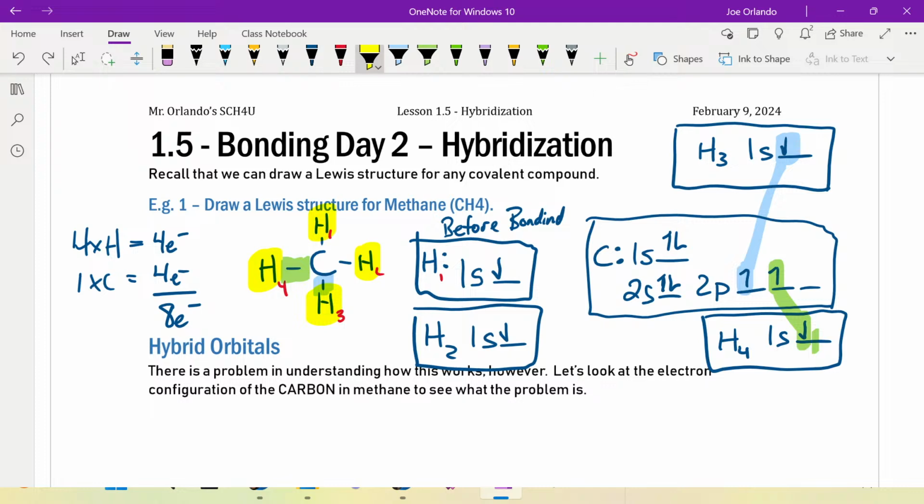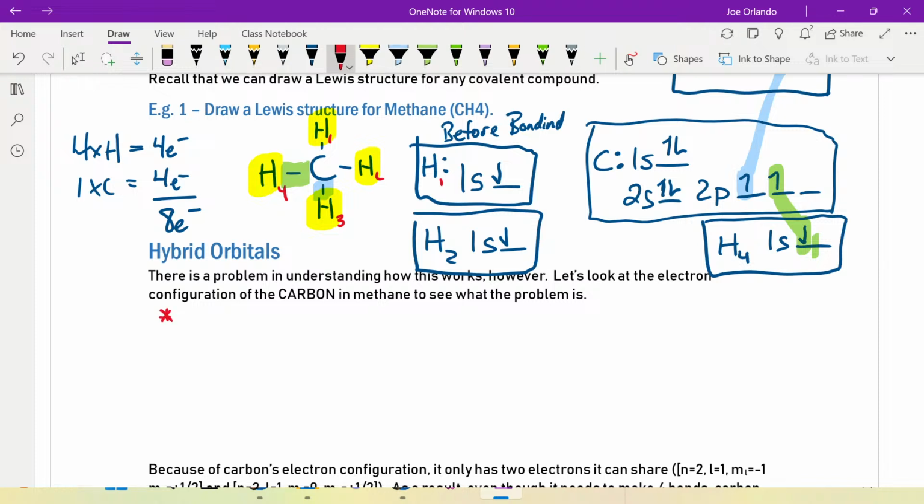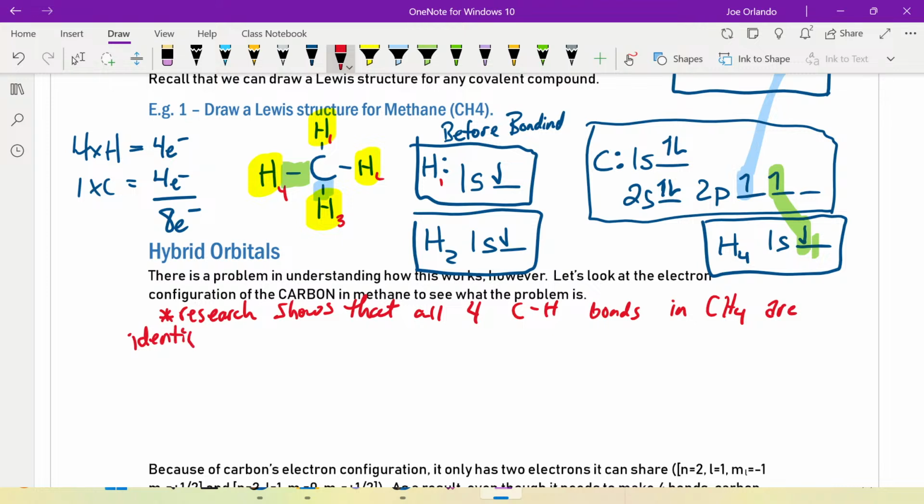Does that make sense? So there's a problem, which is that research shows that all 4 C-H bonds in CH4 are identical. But that doesn't fit with the electron configuration.